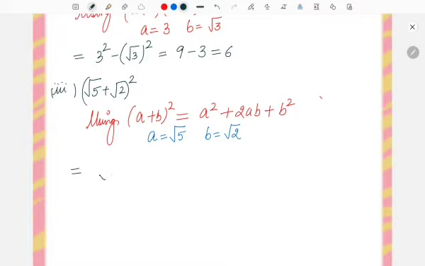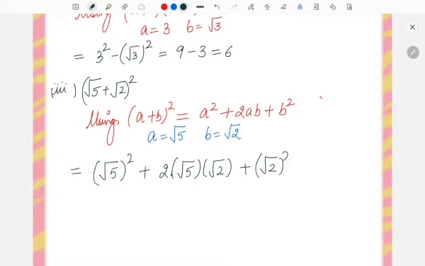What do I get? Root 5 whole square, a square plus 2 multiplied by root 5 multiplied by root 2, which is b, then square of root 2, which is b square. Root 5 into root 5 is 5 plus 2 multiplied by root 5 into root 2 is root 10 plus root 2 square, which is root 2 into root 2 is 2. So the answer I am going to get is 7 plus 2 root 10. Easy.